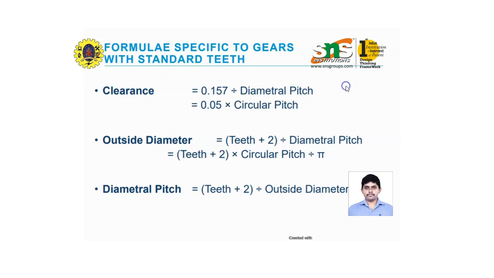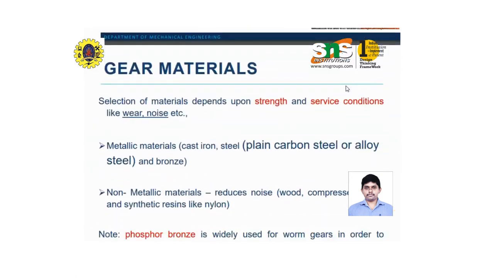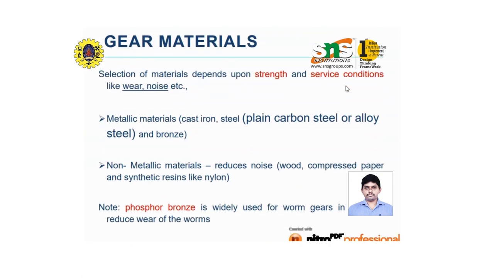Okay, and when we talk about all these kinds of formulas, first of all we need to know what are the gear materials which we are normally using. In order to find out the power transmission, the application depends upon the type of the material, the gear's usage application has been varied. For example, if I am going to select the material of the gear with respect to their strength and service condition like wear and noise, the selection of materials purely depends upon strength and service conditions.